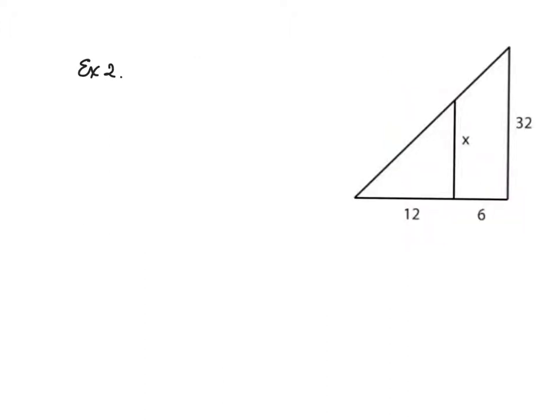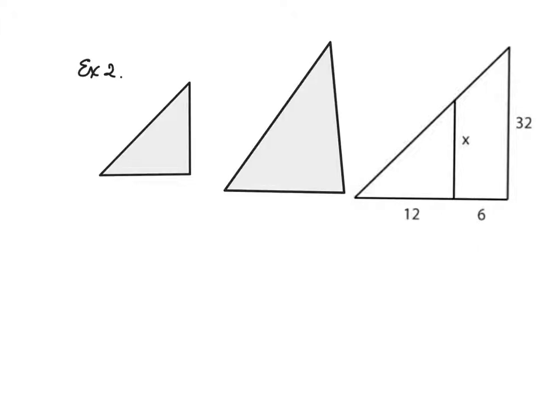Second example is a bit more complicated than the first one. I hope you can see that we've got two triangles, one drawn inside the other. So what I'm going to do is to separate the two triangles. Now I've separated the two triangles, I'm going to add some details onto the diagrams. This length here is 12 and this is x. This is 32. This side here, I hope you can see that's 12 plus 6, so it's 18.